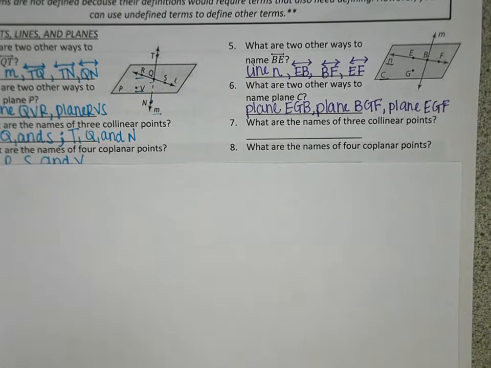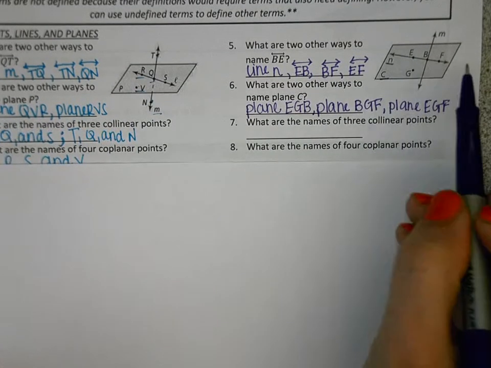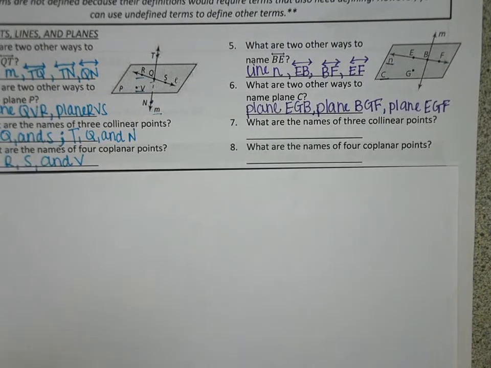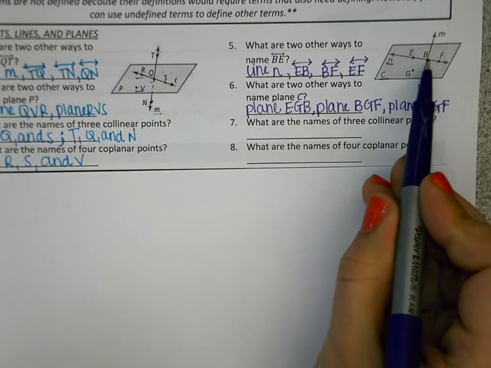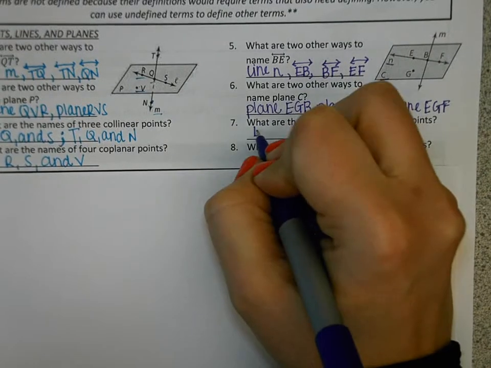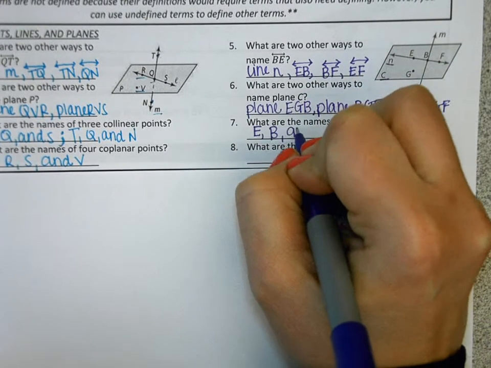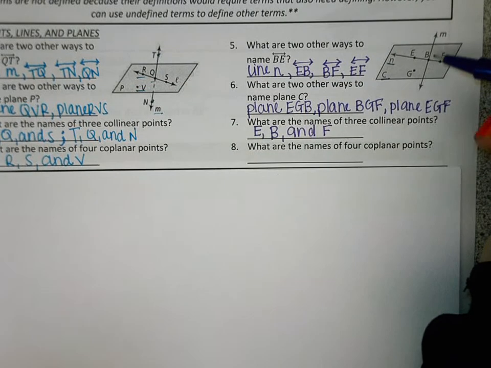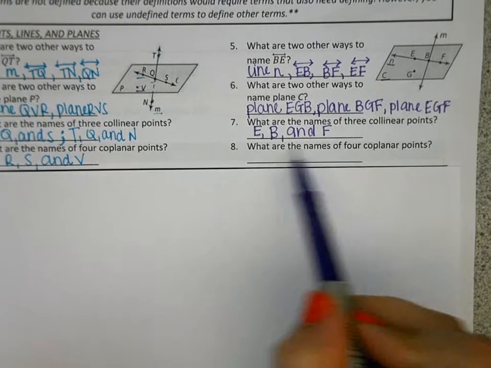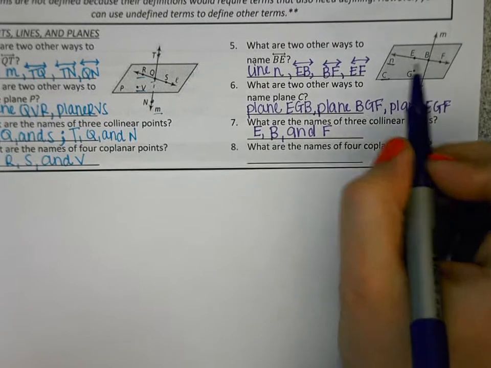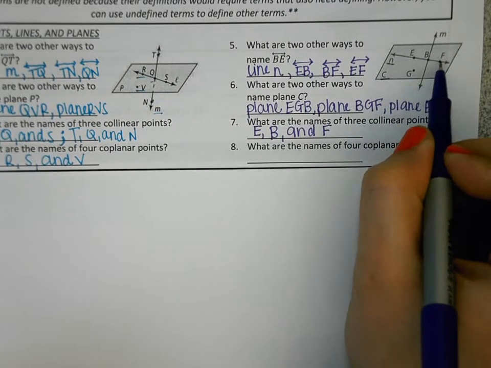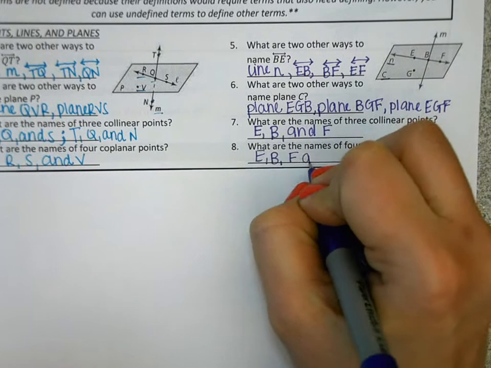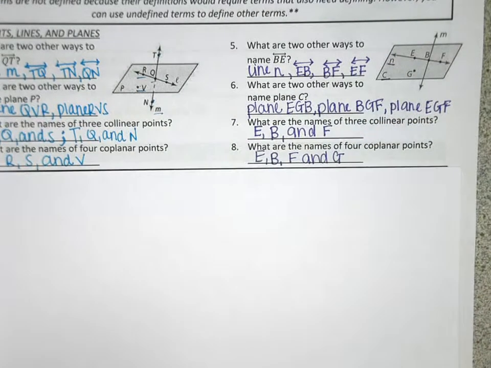You cannot use EBF because they are collinear. The names of 3 collinear points would be E, B, and F. And those are the only ones because they didn't give us any other points on line M. And what are the names of 4 coplanar points? Just the 4 points on that plane, E, B, F, G. Okay? So far so good, guys? Okay.